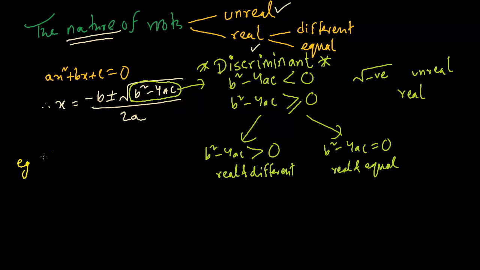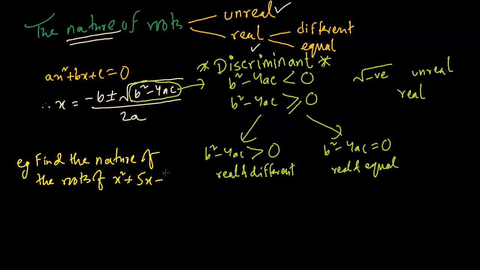So the first question can be, find the nature of the roots of the quadratic equation x squared plus 5x minus 10 equals 0. So we need to find the nature. We don't need to solve it. We don't need to know what the values of x are. We need to find the nature of the root.